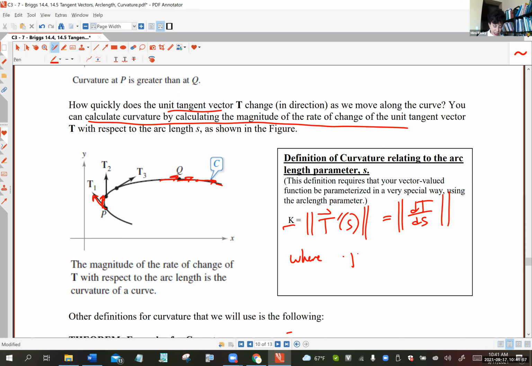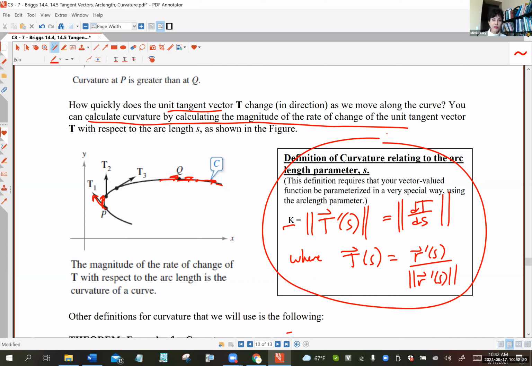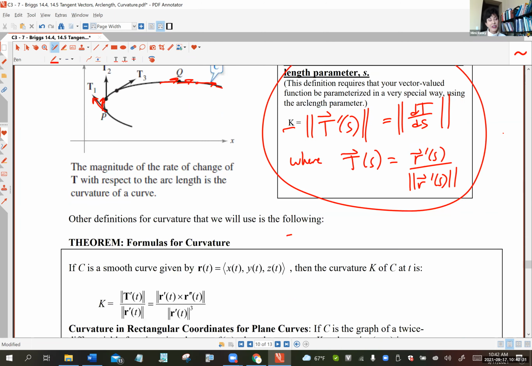Where your unit tangent vector, remember from last time, is defined as the unitized velocity vector. Now, because you're not always guaranteed that your vector valued function is parameterized using S, the arc length parameter, I rarely use this definition. In fact, I have a full confession. I never use it. I'm just going to put rarely used. And I'm totally okay if you never use it either, because it's a very special case to have a vector valued function parameterized using S, the arc length parameter.